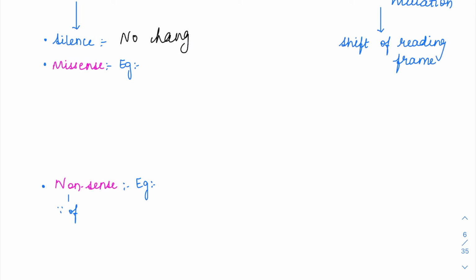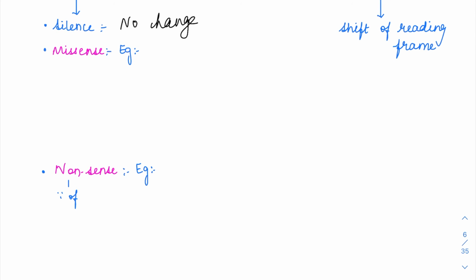There is going to be no change. While a missense mutation is one in which the substitution of one nucleotide for another is going to change the amino acid sequence, and it is going to cause a different protein to be formed altogether. So a different function is going to be formed here.